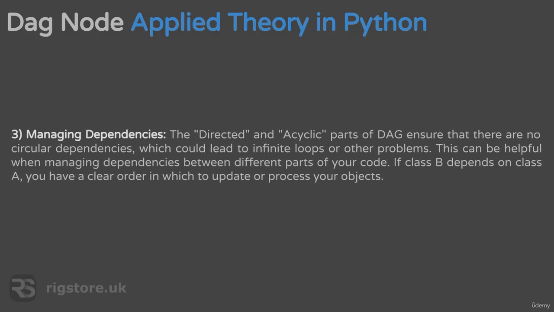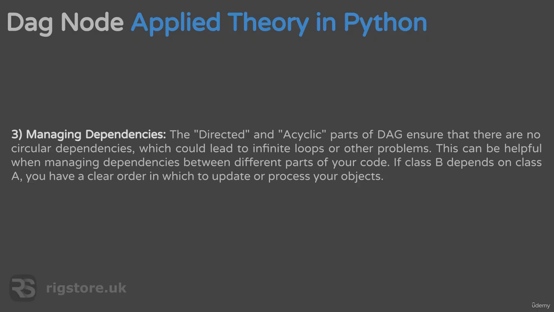Number three, managing dependencies. The directed and the acyclic parts of the graph ensure that there can be no circular dependencies, which would lead to infinite loops or other problems. This can be helpful when managing dependencies between two different parts of your code.